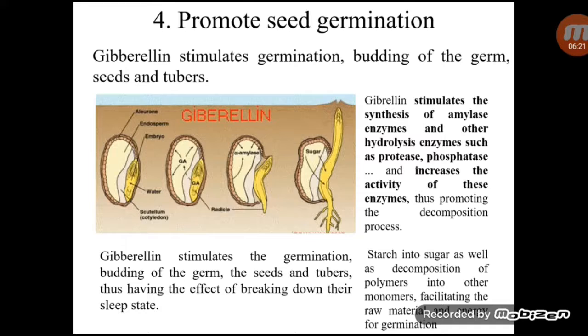Now the fourth function is to promote seed germination. Gibberellin stimulates germination, budding of the germ, seeds, and tubers. Gibberellin stimulates the synthesis of alpha amylase enzymes and other hydrolysis enzymes such as protease, phosphatase, and increases the activity of these enzymes, thus promoting the decomposition process. Starch into sugar, as well as decomposition of polymers into other monomers, facilitating the raw materials and energy for germination.